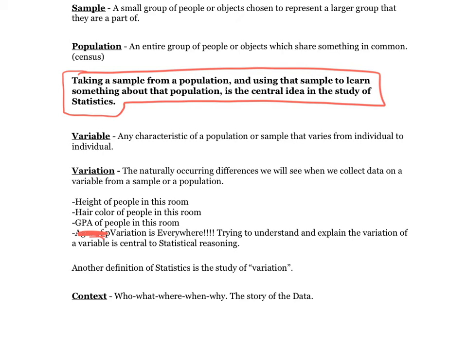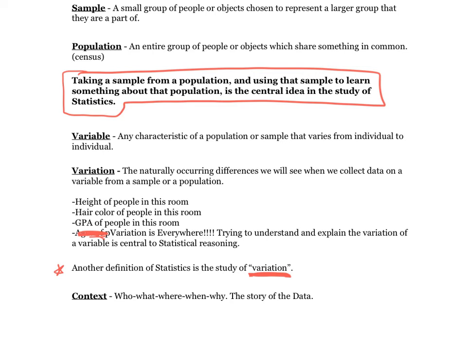Trying to understand and explain the variation of a variable is central to statistical reasoning. If everybody was the same height, it wouldn't be very interesting to look at height. But since there's a wide range of heights, then it becomes interesting to see what's the average height. What height makes you really tall? What height makes you really short, etc. Okay, so it's the variation that's the interesting part of the data. Another definition of statistics right here is the study of variation. Okay, that we want to look at and quantify the variation of variables that we measure.